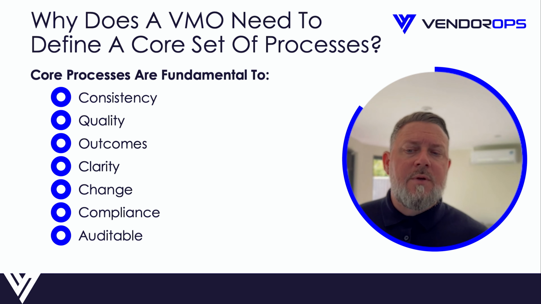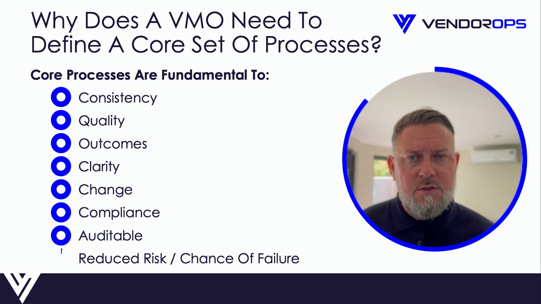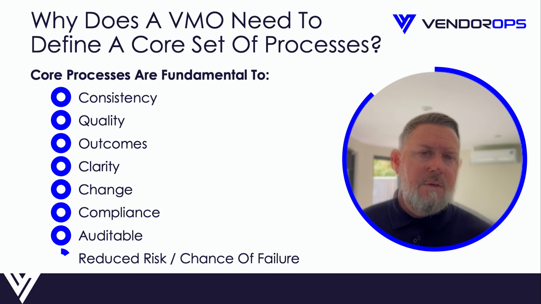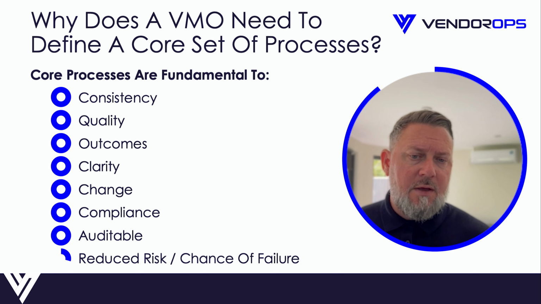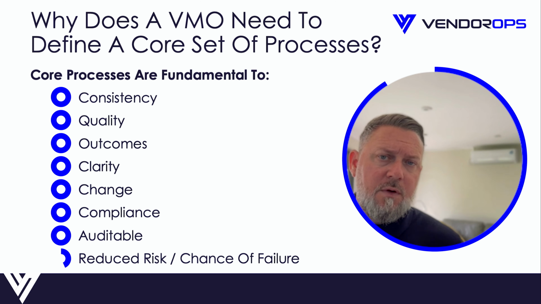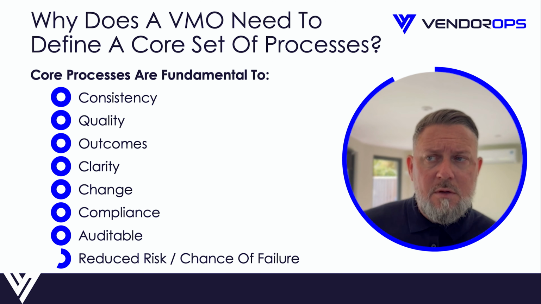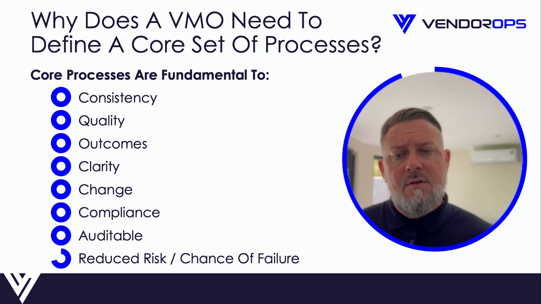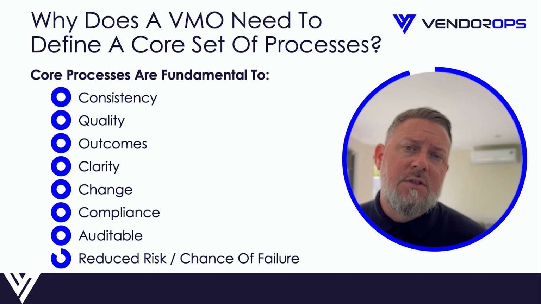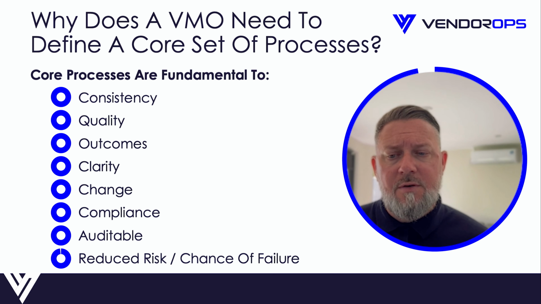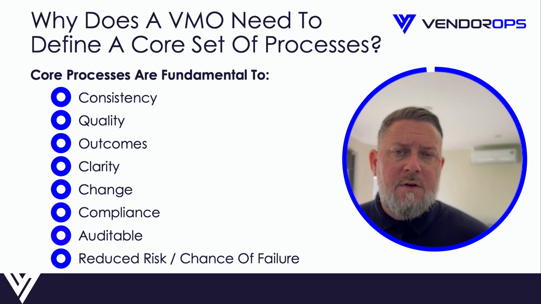And then ultimately to reduce risk, and the chance of failure. If everyone does something in different ways, how they like to do it, there's a lot more risk involved and a lot less assurance on the quality. And if the quality is down, then there's an increased risk that the process itself will fail and not deliver the expected outcome. So that's core processes, what they're fundamental to.